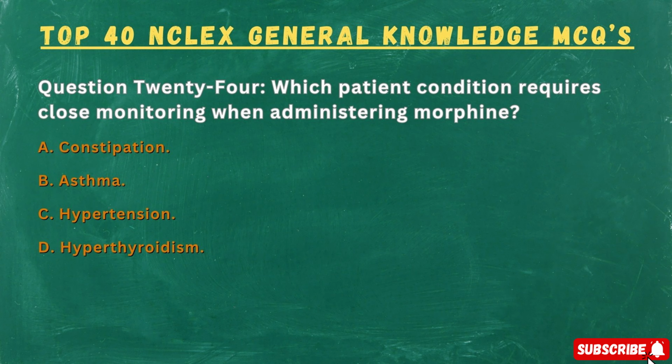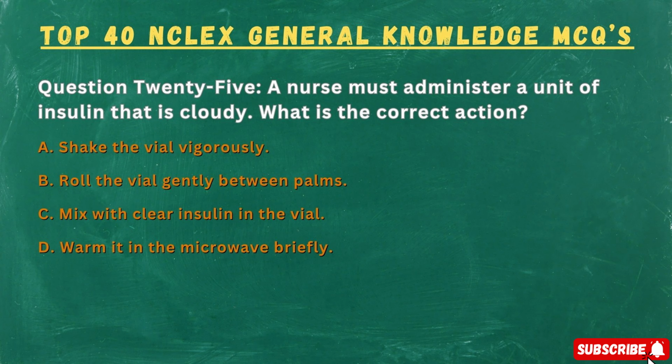Question 24. Which patient condition requires close monitoring when administering morphine? A. Constipation. B. Asthma. C. Hypertension. D. Hyperthyroidism. Answer: B. Asthma.